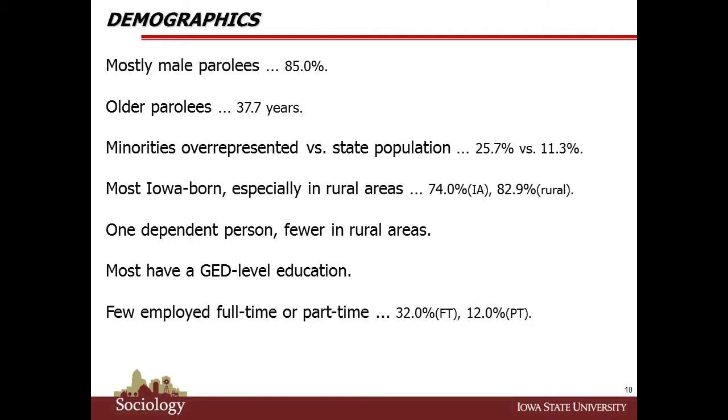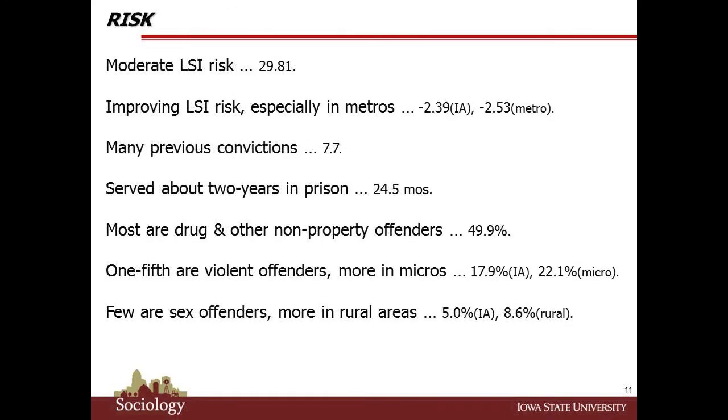Most of the demographics reflect what is generally true of prison and parole populations. The average age is 38. They're mostly males, 85%. Minorities are overrepresented in the state, and of course, it being Iowa, it probably is not nearly the percent as it is in some states, but it's vastly overrepresented in Iowa, right? 25.7 to 11.3. Most of our parolees were Iowa-born. That was especially true in rural areas. They had one dependent person on average. Most had a GED level education, and unfortunately, few are employed full-time or part-time 1 year after being released. That too is generally true of parolees across the nation, so we don't take credit for that.